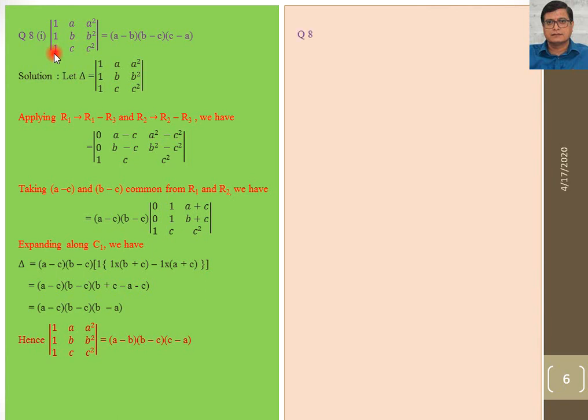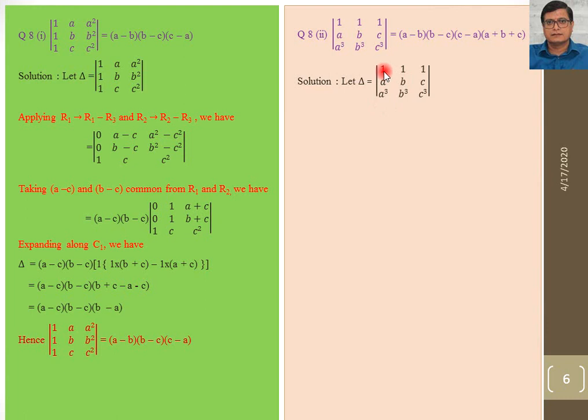Now the second part of question number 8: elements of R1 are 1 here, R2 and R3 are given in this way, and we have to prove that the value of the determinant is a minus b, b minus c, c minus a into a plus b plus c. Now its solution: let delta be the given determinant. We take all the elements as given in the question.